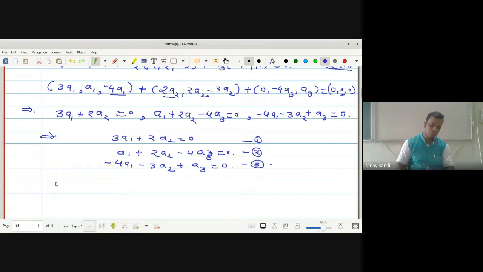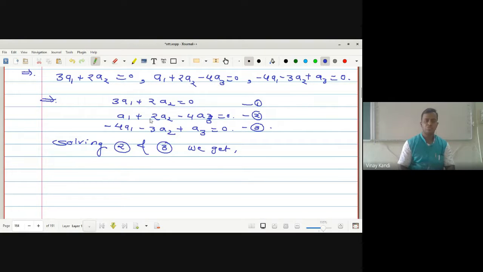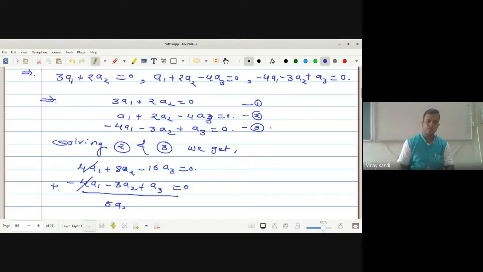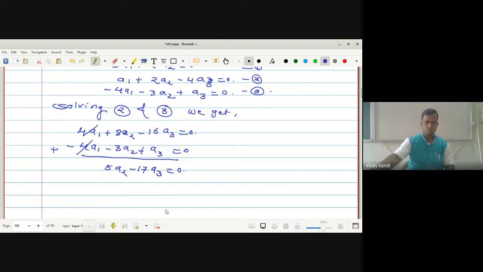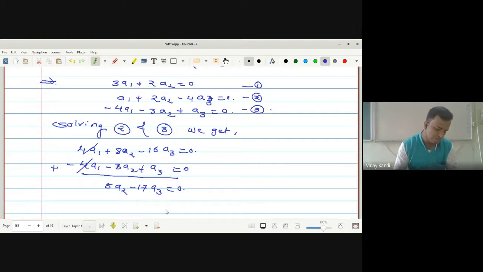Now solving equations 2 and 3. How are we going to solve this? Multiply equation 2 by 4. What we get: 4a1 + 8a2 - 16a3 = 0, and the other one is -4a1 - 3a2 + a3 = 0. Now if you add these, the a1 terms get cancelled. 8a2 - 3a2 is 5a2, and this one is -17a3, which is equal to 0. Wait a minute. Now, how are we going to solve this?